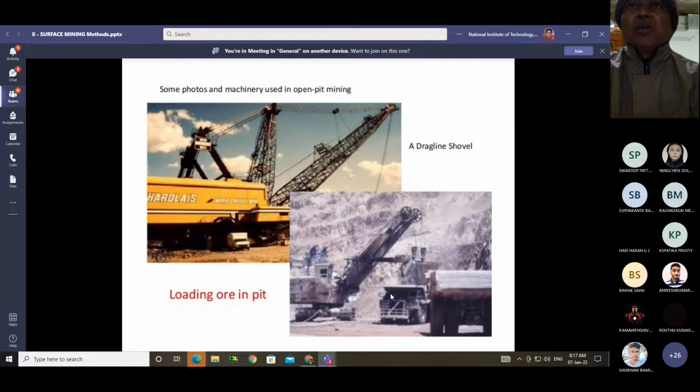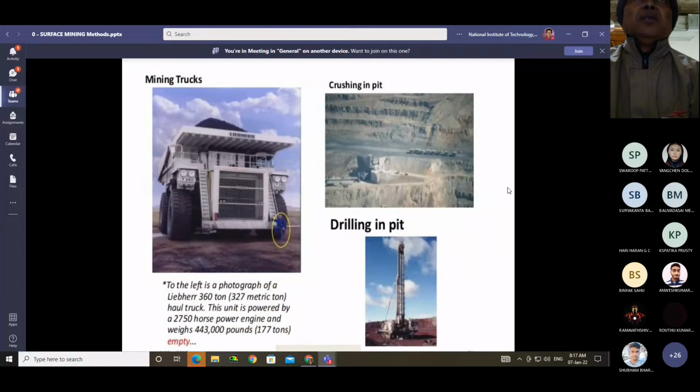The shovel is loading the material to a dumper, and the mining trucks are called dumpers. You see the size of the dumper. They are very, very big. That is why they are called heavy earth moving machineries.